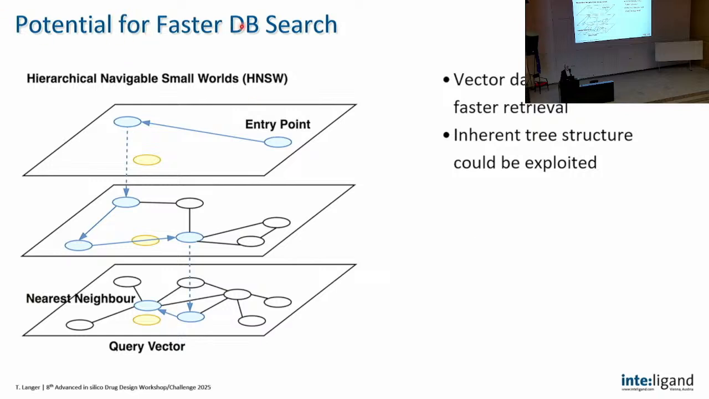Potential for faster database search is to use not a normal database, but a vector database for faster retrieval, and to use the inherent tree structure that is in this pharmacophore representation there to go faster than using a traditional relational database.